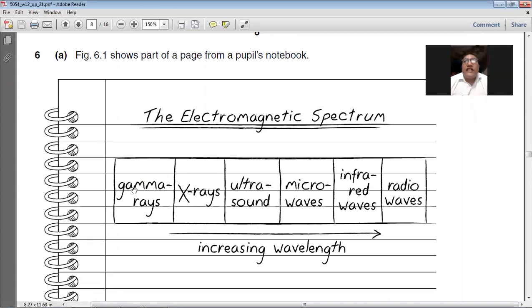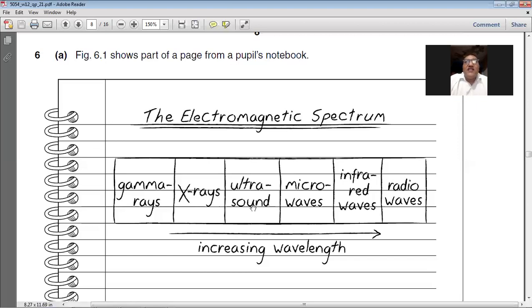Here we go. Next question. Figure 6.1 shows part of a page from a pupil notebook. And so he's noting down the electromagnetic spectrum, and he's writing them in increasing wavelength. Okay. So you remember that code word we use is Ronald McDonald is very ugly except Gary. So when you look at here, Ronald McDonald, here you should have a microwave. And then you should have Ronald McDonald is. This microwave is on the wrong position. It should be here, and infrared should be here. Here, then we should have a visible light.